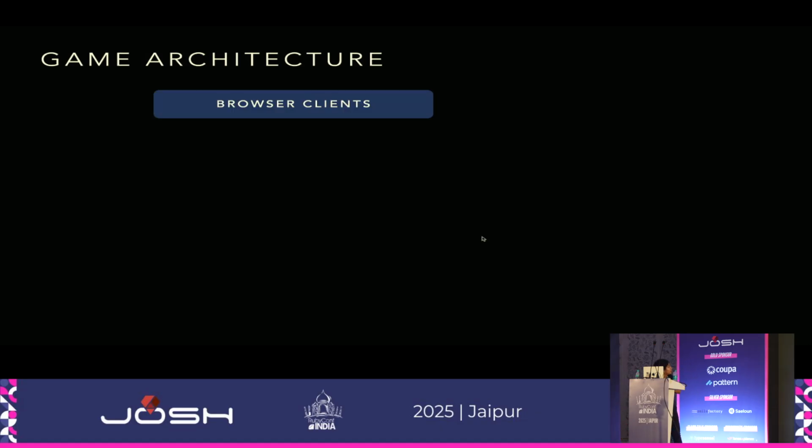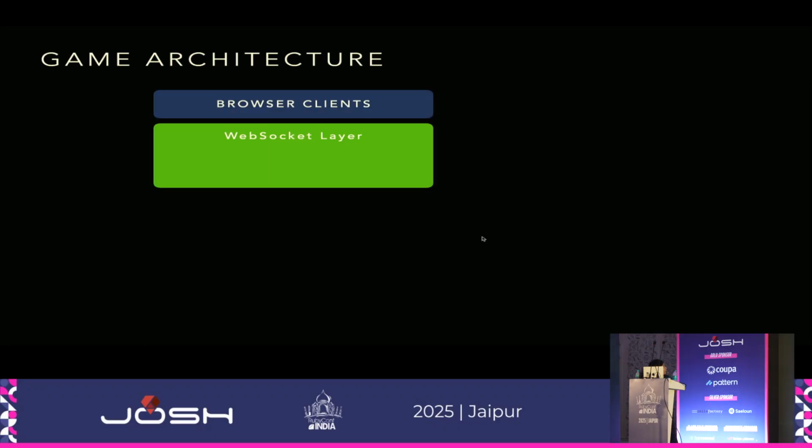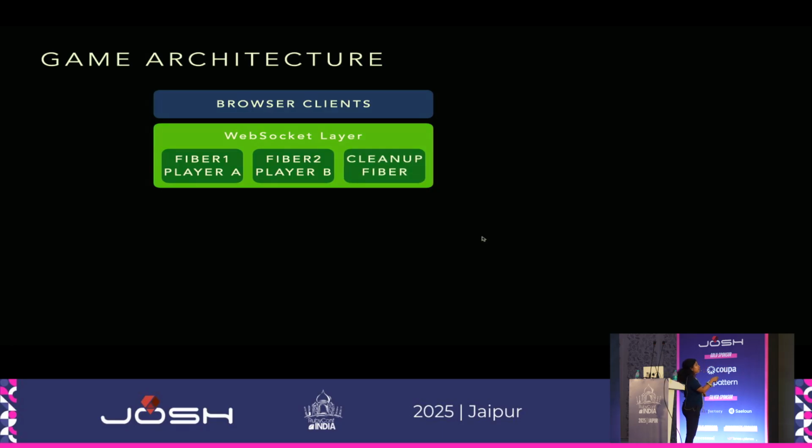At the top, we have our browser clients, which are connecting via web sockets. The web sockets layer is handled by our connection manager, where each player connection runs in its own fiber. So we will create a fiber connection for each player, and we'll also have a cleanup fiber for when a player disconnects. If I'm a player, I join the game, and I drop out, my connection data needs to be cleaned up. That cleanup will be done by a cleanup fiber.